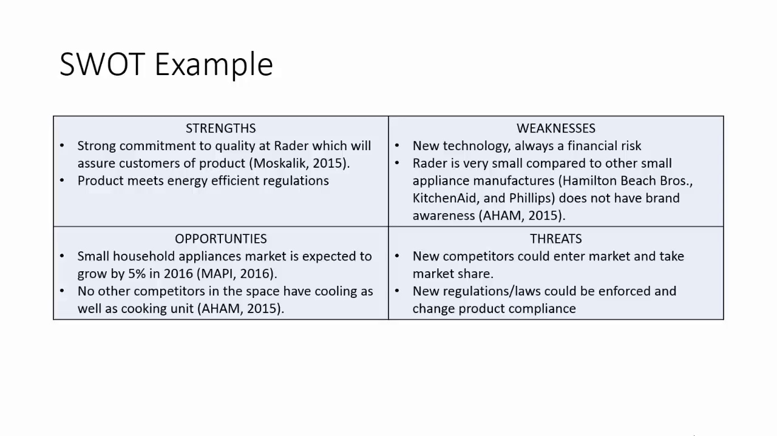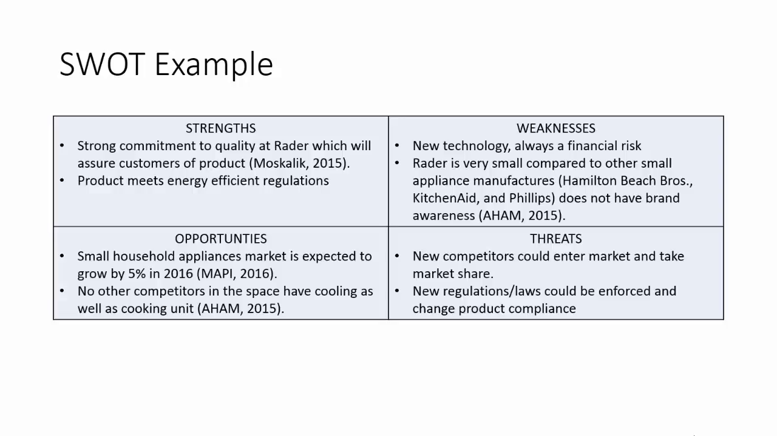I had said that the new cooling coils were going to be a benefit of my product, but what if new cooling or cooking technology comes out 6 months after my product and makes my product obsolete? This is a risk. Another weakness is Rater is very small compared to other small appliance manufacturers like Hamilton Beach, Brothers, KitchenAid, Philips, and we do not have the brand awareness in the kitchen industry that these other competitors have. And this is internal to Rater because we could do a marketing campaign, we could merge with one of these other companies, that sort of thing.